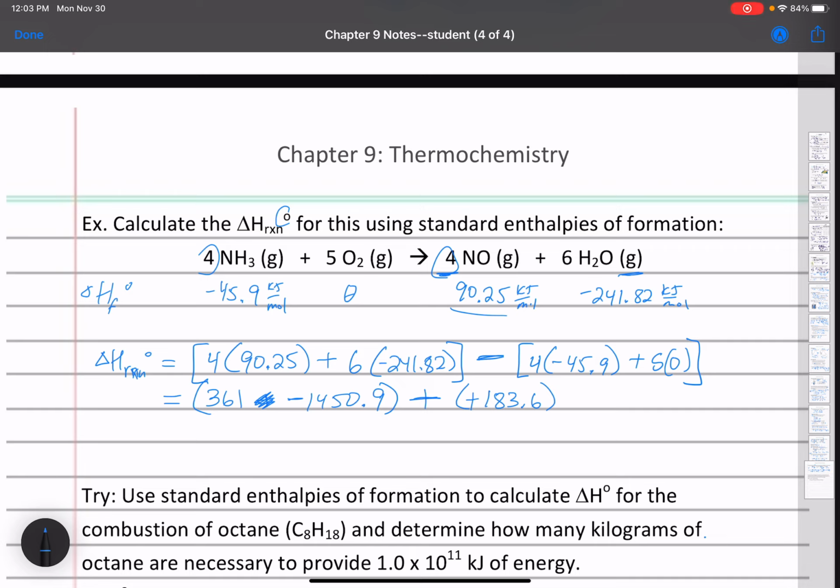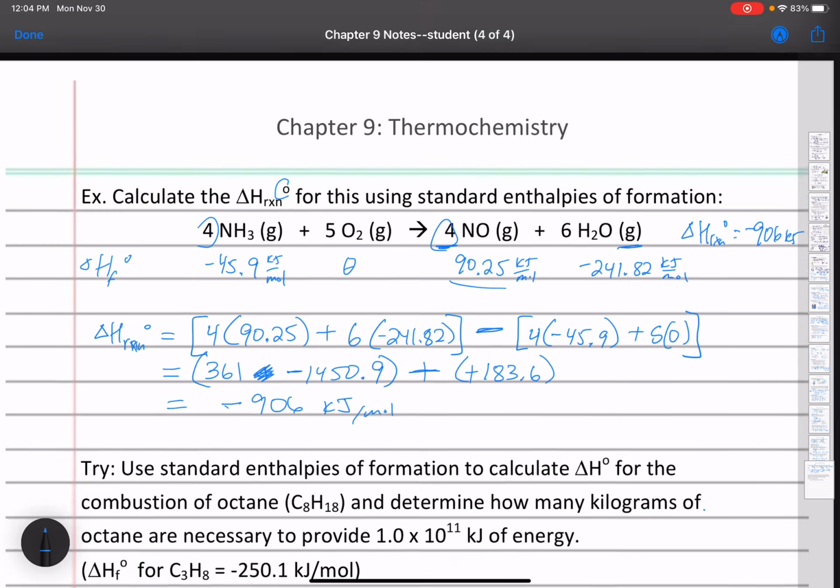So now I have 361 minus 1450.9 plus 183.6. And that is going to give me negative 906 kilojoules per mole. All right, so the heat of this reaction in standard state is negative 906 kilojoules. It's an exothermic reaction. It's producing or releasing heat.